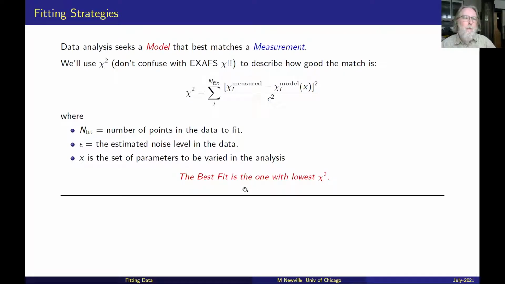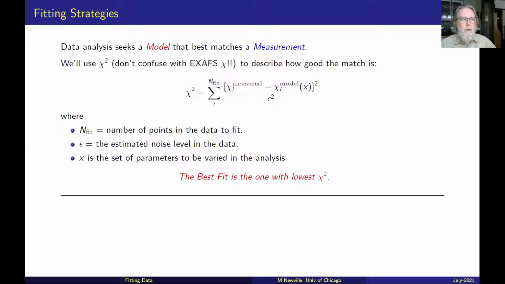So let's talk about what we did to do that fit. In general, fitting data requires making a model for that data. We have the XAFS equation as our model, so that makes it convenient. We have a model that we can parameterize.